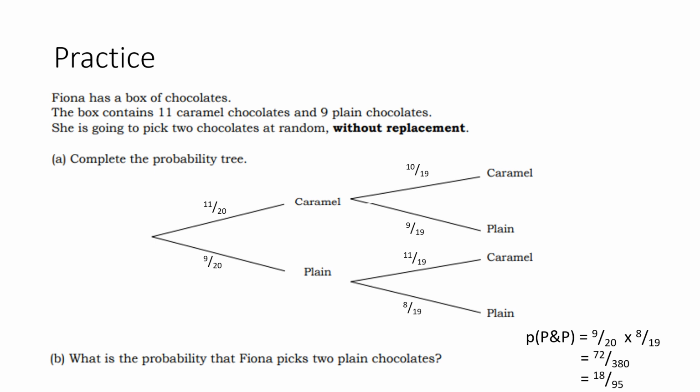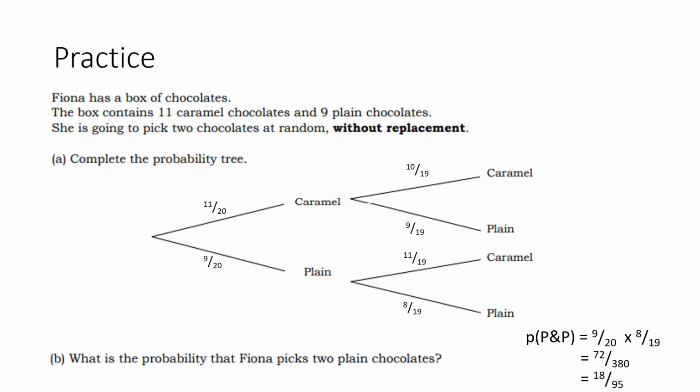And what do we know? Well, 10 out of 19 add 9 out of 19 adds to 1, so we know we've got that right because our probabilities are always going to add up to 1. Now, you might not have eaten a caramel the first time. You might have got a plain chocolate. Now, there were 9 plain chocolates, so 9 out of 20 is the chance of you getting a plain chocolate the first pick.